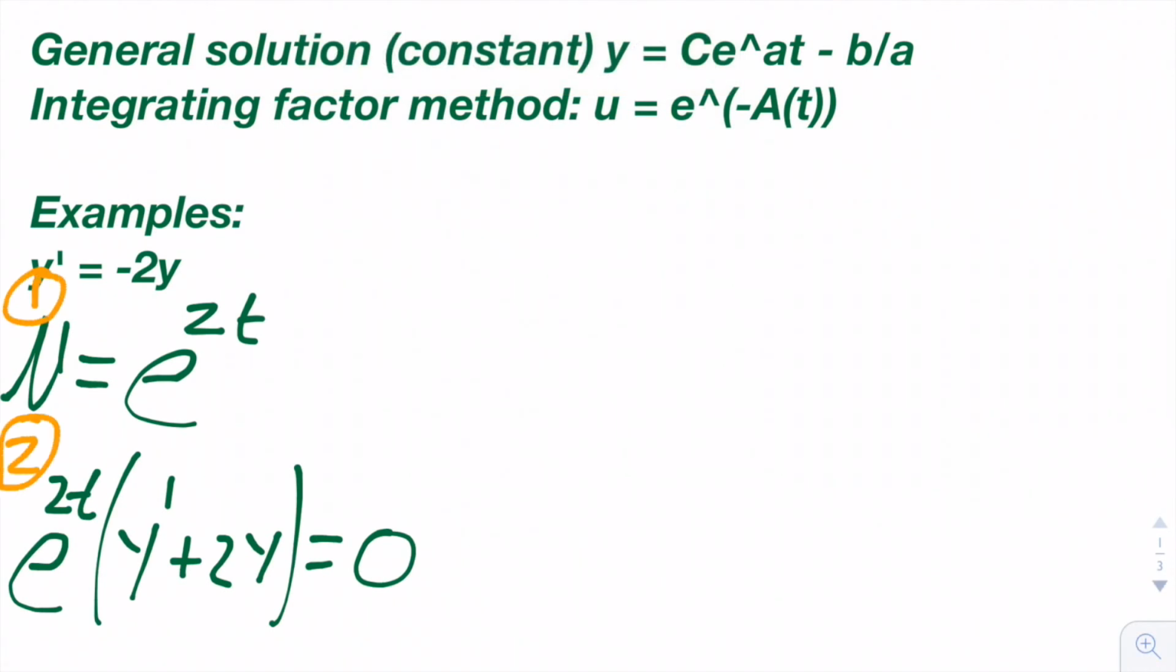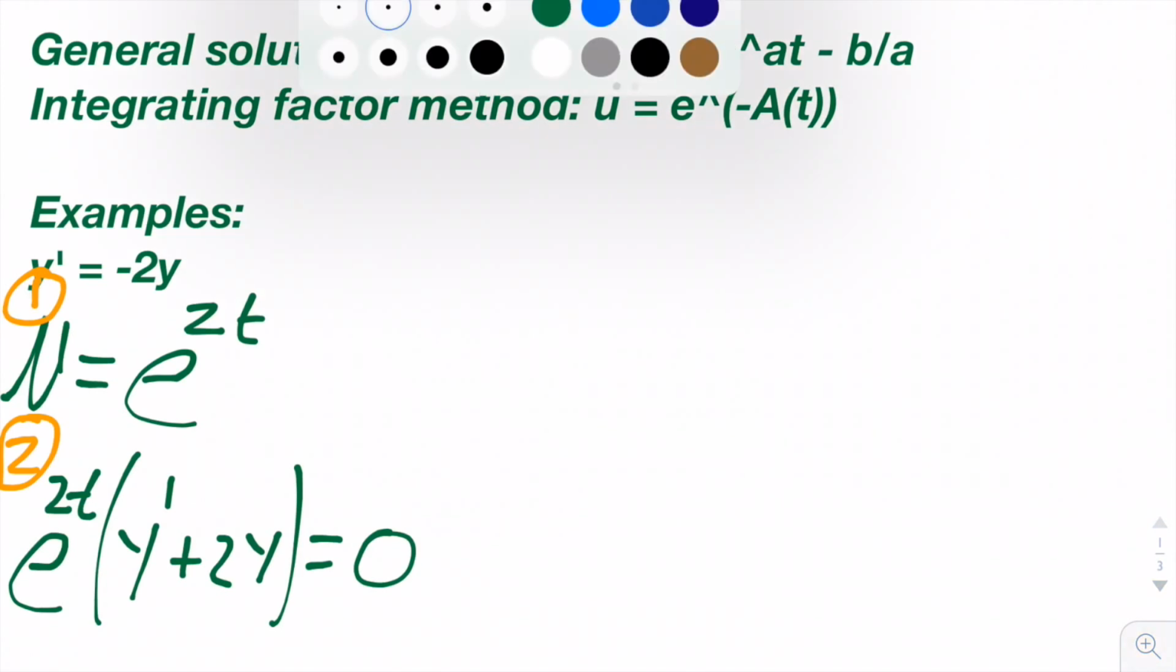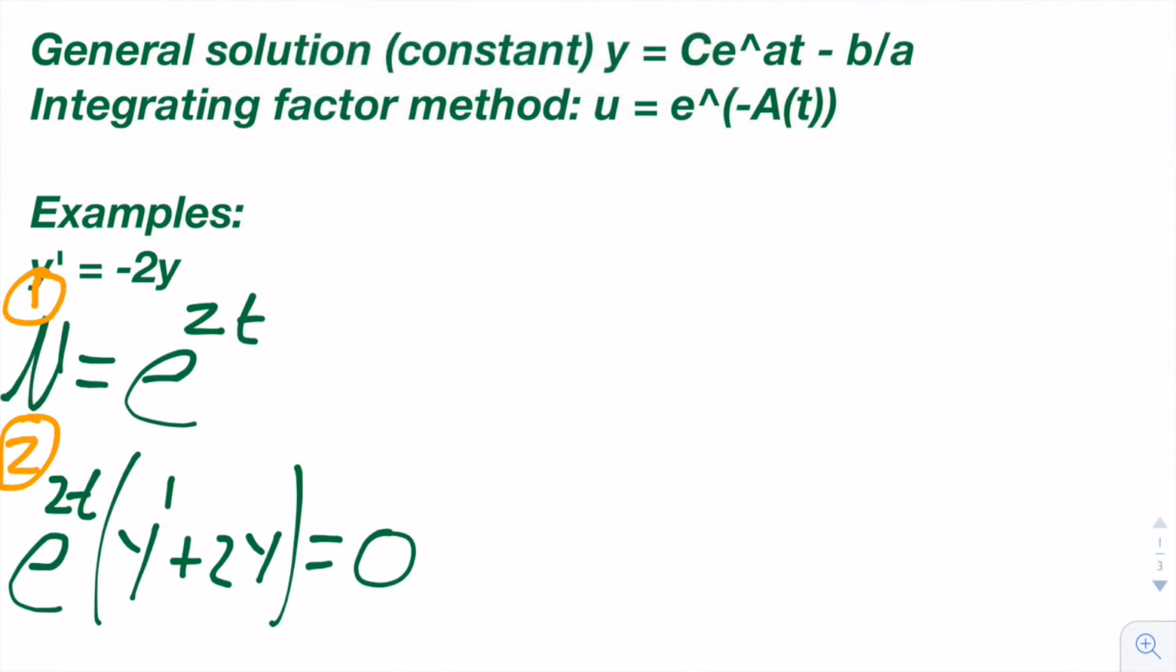If I number these steps really quick, step 1 is to find the integrating factor. Step 2 is to multiply the differential equation by the integrating factor. And then in step 3, we're going to go ahead and find the complete derivative. So the complete derivative would be, and I'll explain how I got this in a second, y e to 2t prime.